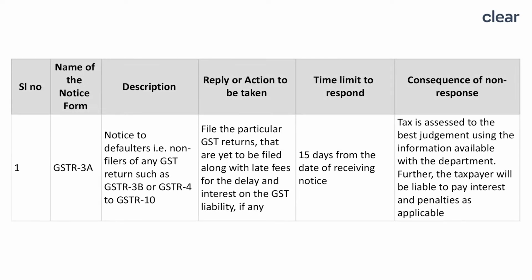Now, let's take a look at a quick guide on the different types of notices that can be received by the taxpayers, action to be taken by such taxpayers, and time limit to respond to notice. First, let's learn about GSTR3A notice. It is a notice issued to defaulters, that is, non-filers of any GST returns such as GSTR3B or GSTR4 to GSTR10. Taxpayer has to file the particular GST returns that are yet to be filed along with the late fee for delay and interest on the GST liability, if any, within 15 days from the date of receiving the notice.